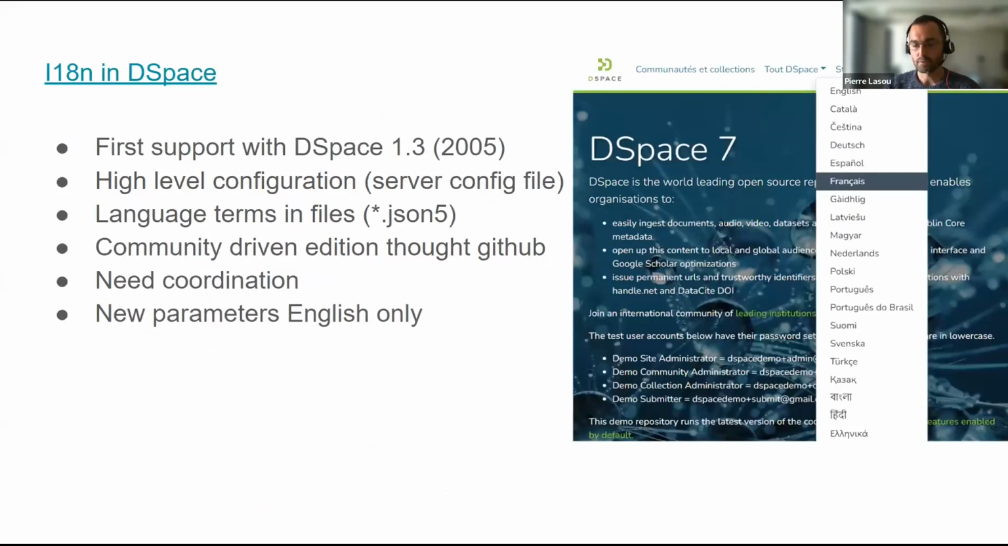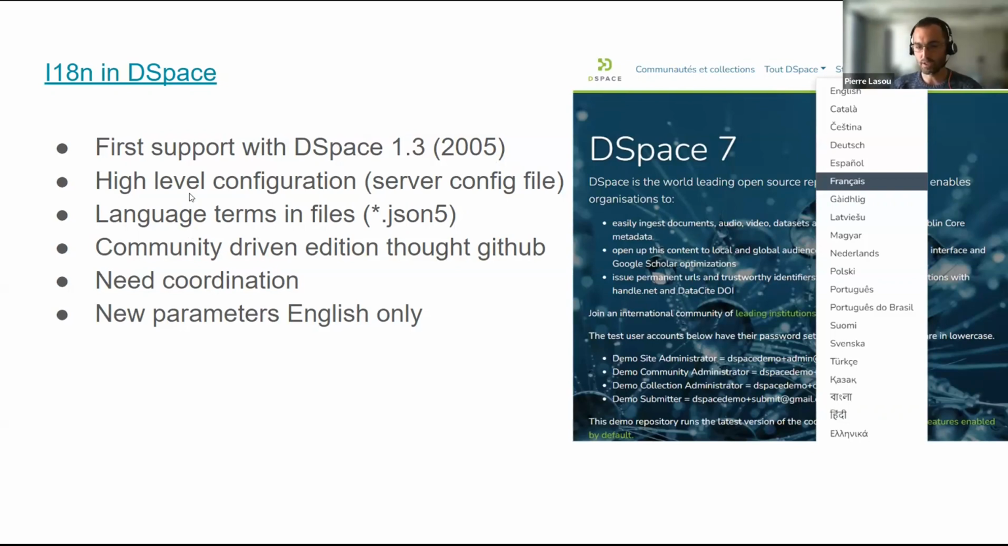So first things first, multilingualism is handled in repositories in a way in which the interface can be multilingual. You can change the interface. Here you see that DSpace has a lot of languages by default. It was introduced in 2005. It's a high-level configuration. You choose the language you want to use in server file configurations, and every language is a file. So you need to edit them if you want to add terms or things like this. Those edits of translation files are community-driven.